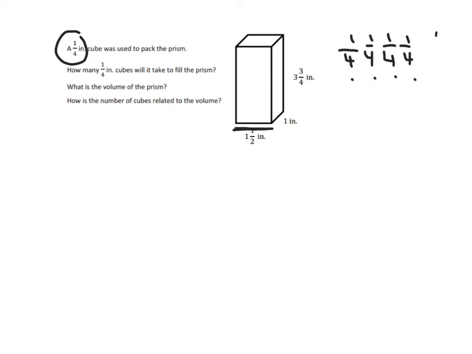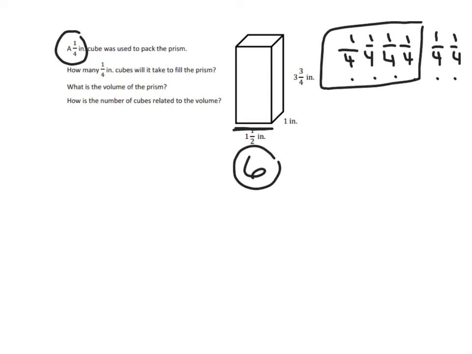And how many in a half? Well, I know 2 quarters is equal to 1/2. So I have 1, 2, 3, 4, 5, 6 that would go along the length. And I know that 4 quarters equals 1 whole, so 4 would go along the width. And I have 3 3/4 in the height, so that would be 4, because we have 4 units equals 1 whole, times 3, which is 12.